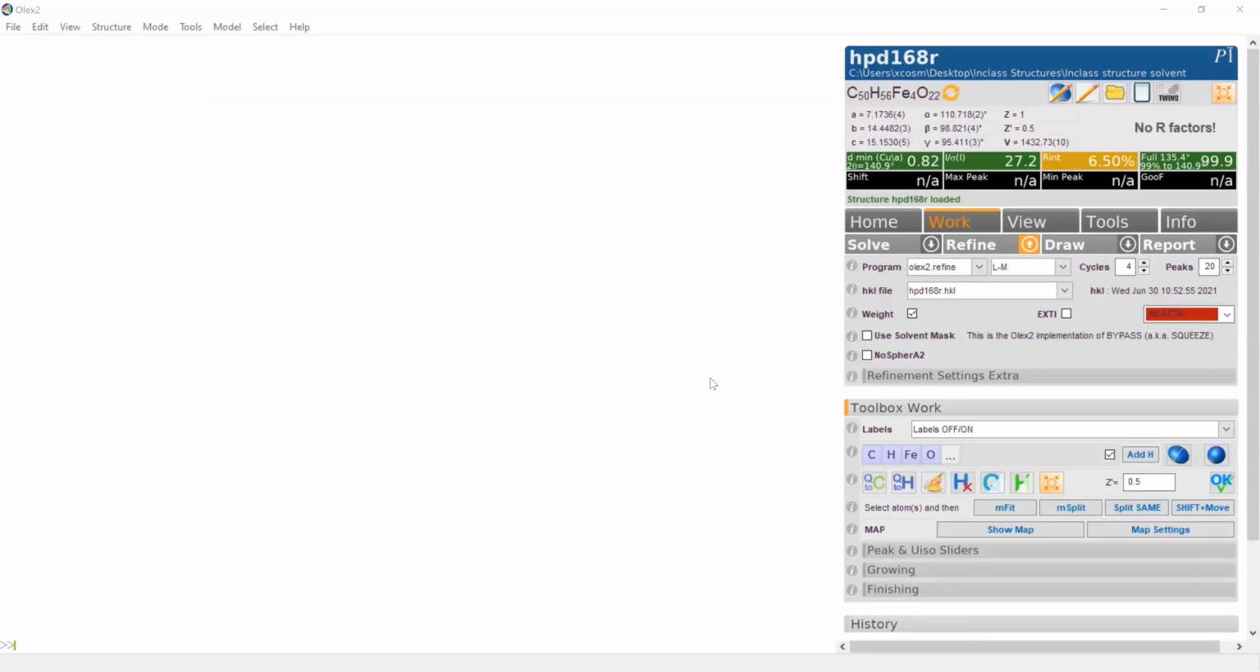So in this structure, we're going to be dealing with solvents. You should have opened the HPD168R.res file. One thing you should notice differently in this data set is that we use copper K alpha radiation. If you check here, it says CU, where in the past we've been using moly data sets. So this is the first time we're using a copper data set in our practice session.